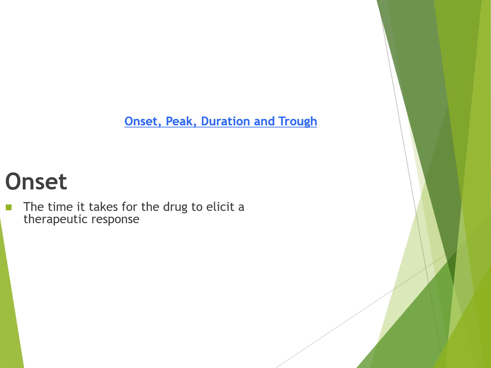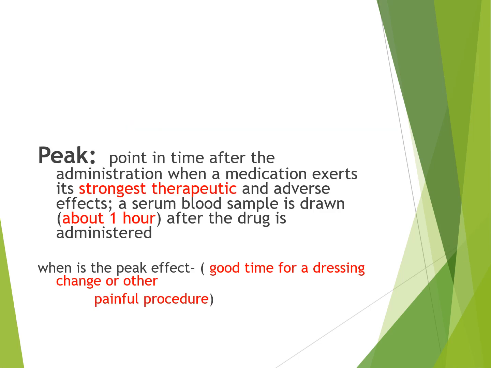To know these key things: onset, peak, and duration, and trough. Onset is the time it takes for the drug to elicit a therapeutic response. Onset. Start working in the body. So the peak, of course, is the point in time after administration when a medication exerts its strongest therapeutic and adverse effects. A serum blood sample is drawn about 1 hour after the drug is administered. When is the peak effect? Of course, it's a good time for a dressing change or other painful procedure. Again, the peak is when the drug is most what? Potent. Peak equals potency, right?